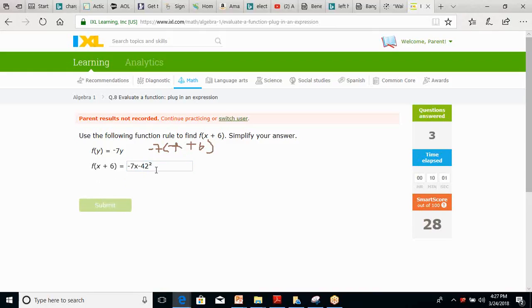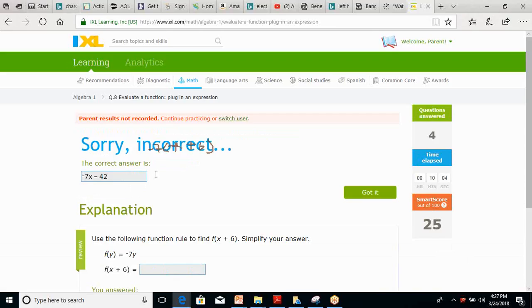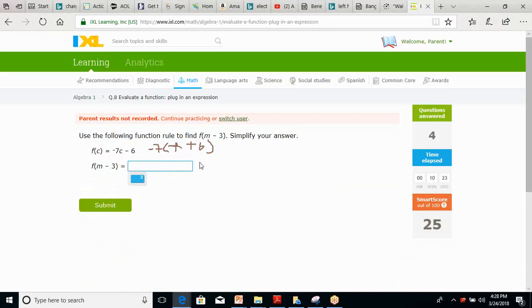Where did the square come from? There's no square. I don't know where that square came from. But okay, so you see it's minus 7x minus 42. I don't know where this little minus 2 came from. Let me eliminate that. Anyway, whatever. All right, let's look at this one.